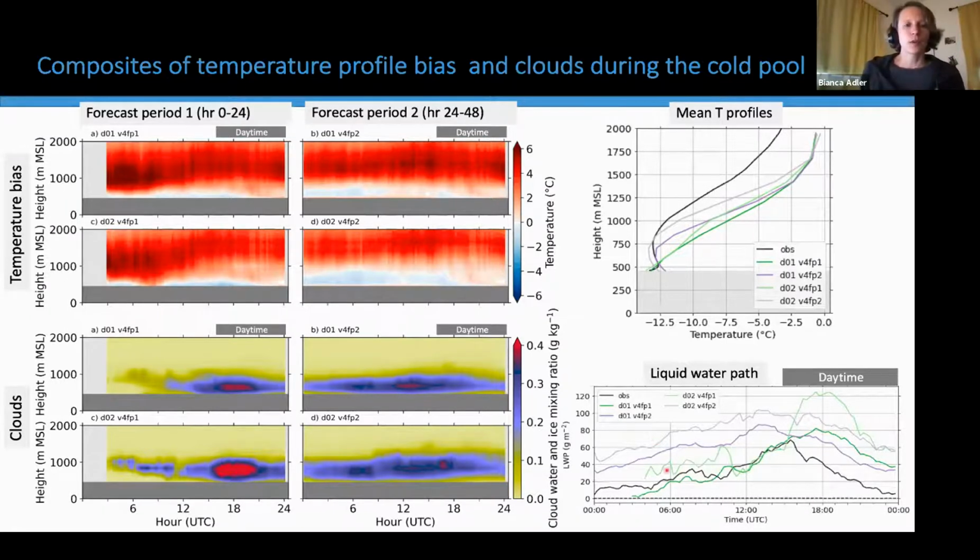dissolved. When we look at forecast period 1, we see that during the night, liquid water path agrees fairly well with the observed one. But then after sunrise, while in the observations, liquid water path decreased, liquid water path increased in the model. So this indicates that the cloud did not dissolve as it was observed. Then when we look at forecast period 2, we see that liquid water path is basically too high throughout the day, during nighttime and daytime. It seems like the reduced temperature bias we see in the temperature profiles in the models is not because the clouds are correctly represented.